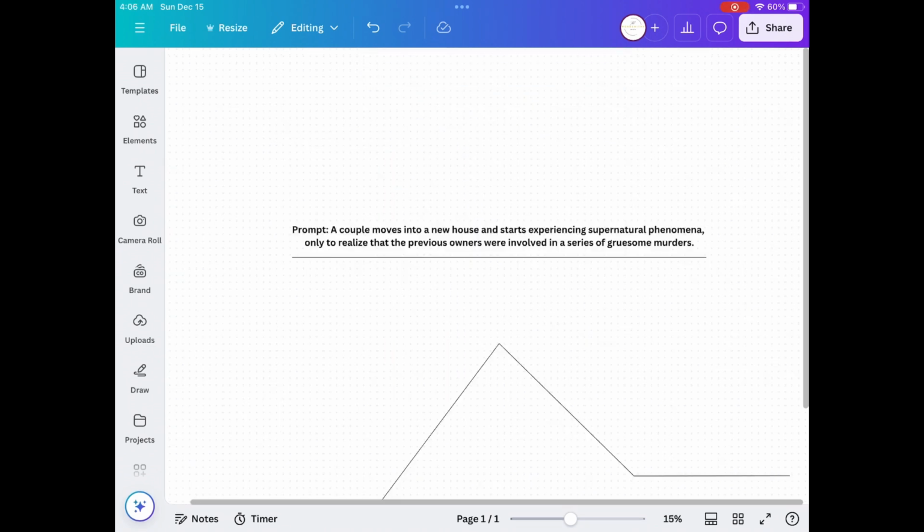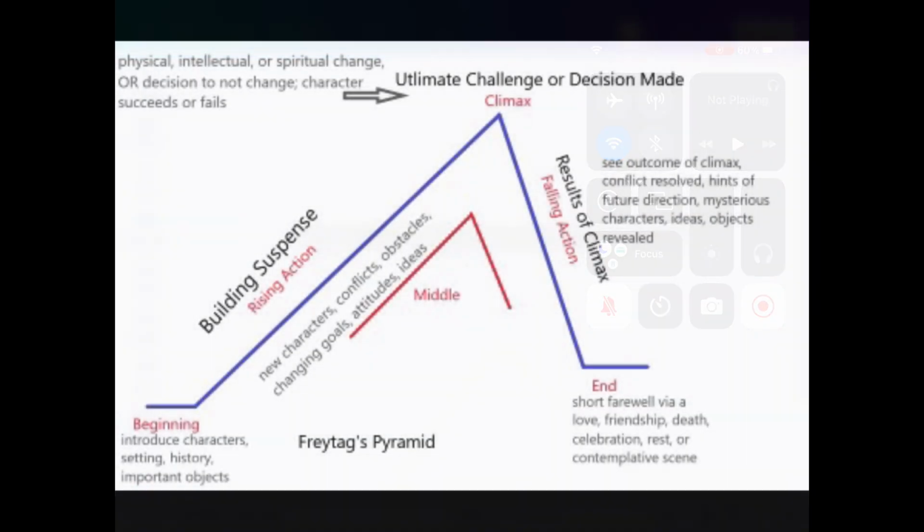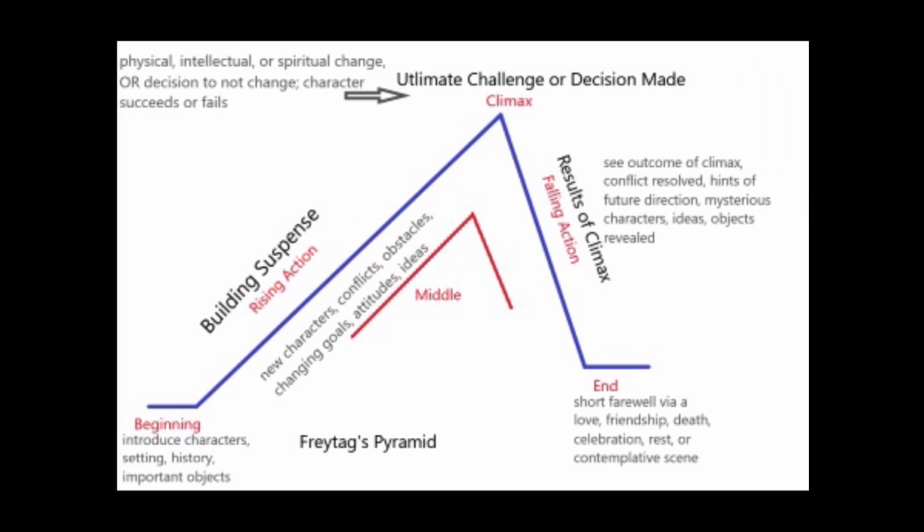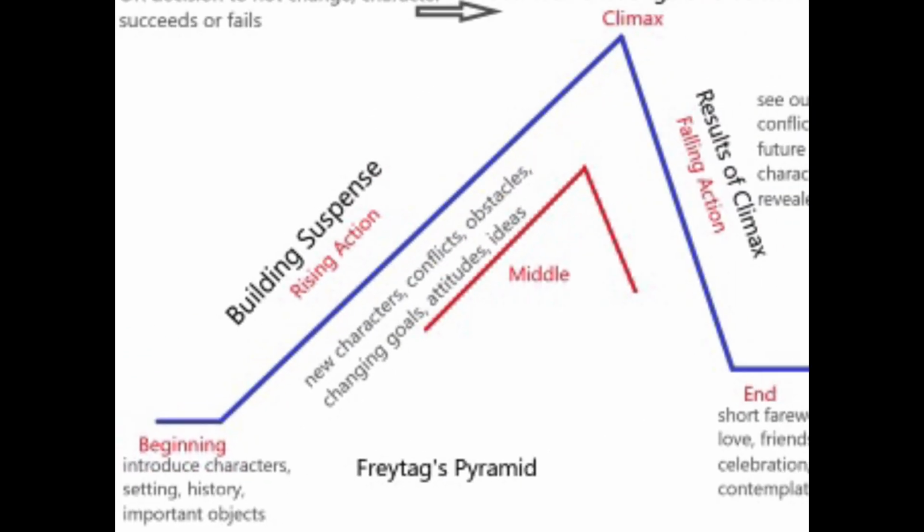Pause and read our prompt that we'll be using to fill in our Freytag's pyramid. In our next clip, I'm just filling in the key topics we will be discussing in this pyramid: the beginning, building suspense, the challenge, the climax, and the end.